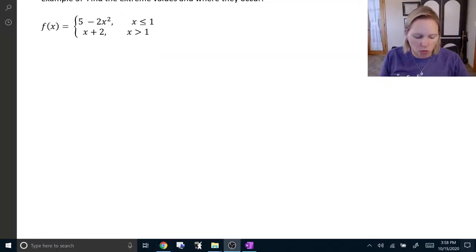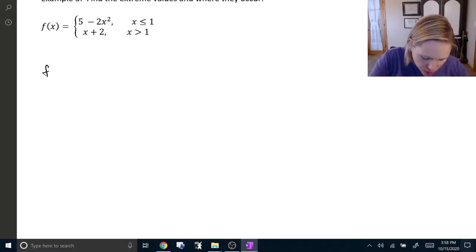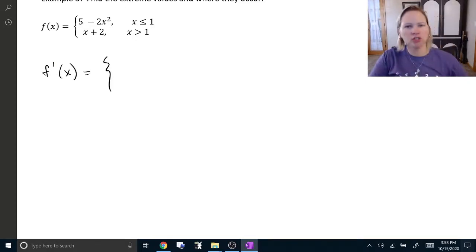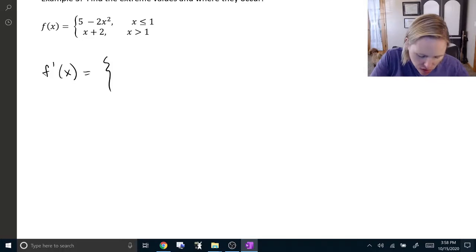Now to wrap us up, we're going to look at one last example here where we have a piecewise function, because these are just a little bit different. And so to close us out, if we want to find the extreme values of a piecewise function, essentially the first thing we're going to do is find the derivative. Now to find the derivative of the piecewise function, you just take the derivative of each piece. So the first piece has a derivative of negative 4x. The second piece has a derivative of 1. And of course, we're going to keep the same x values.